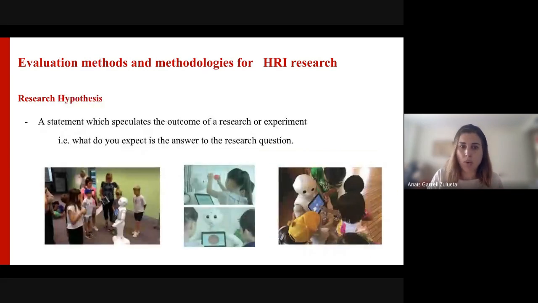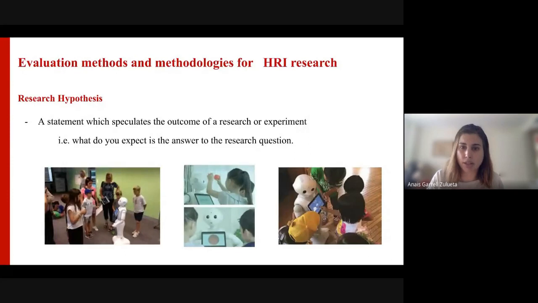Here, what do I want to demonstrate? That's why we have to define what is called the research hypothesis, which is a statement that speculates the outcomes of the research experiment. What do you expect is the answer to the research question?